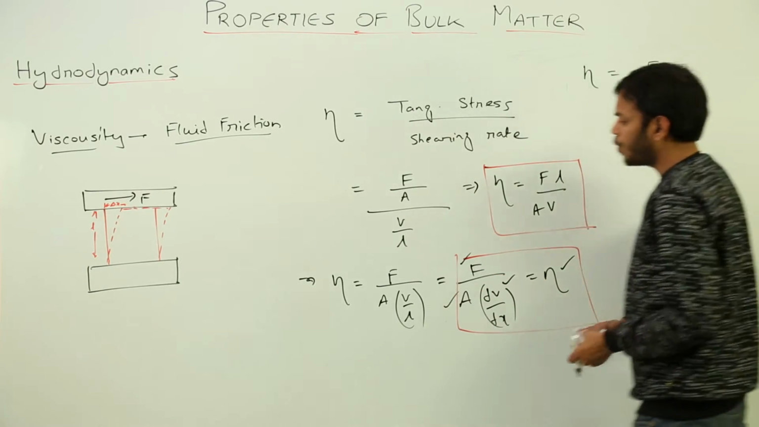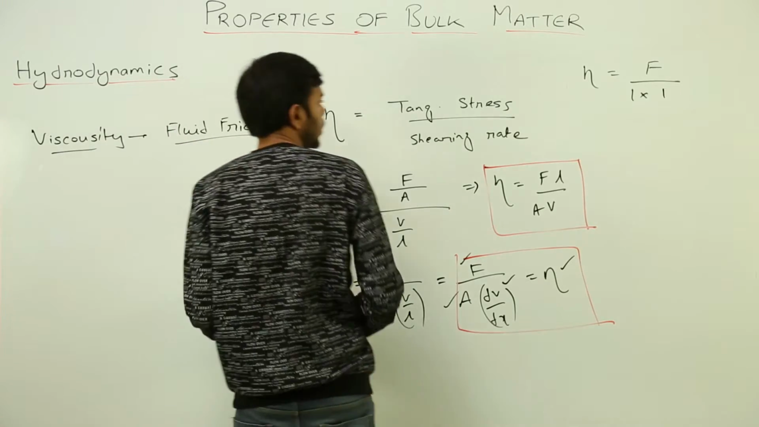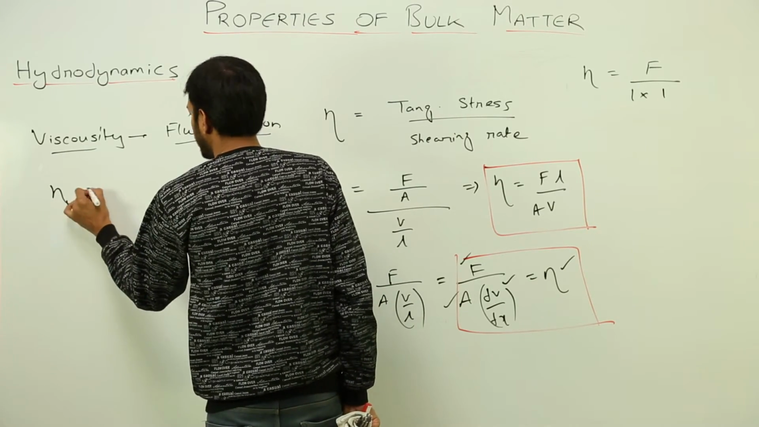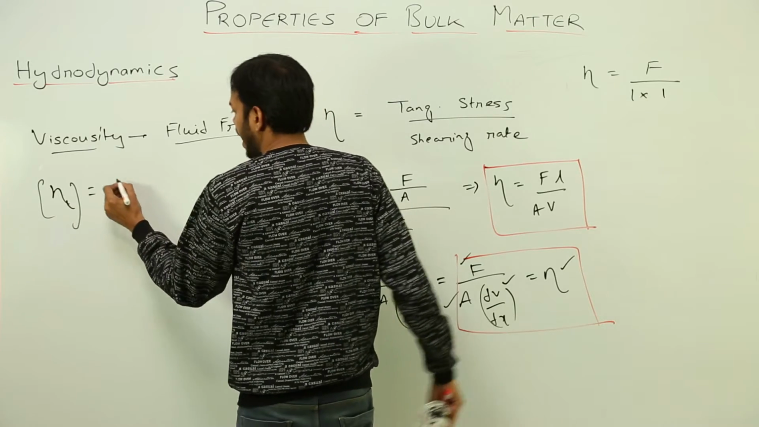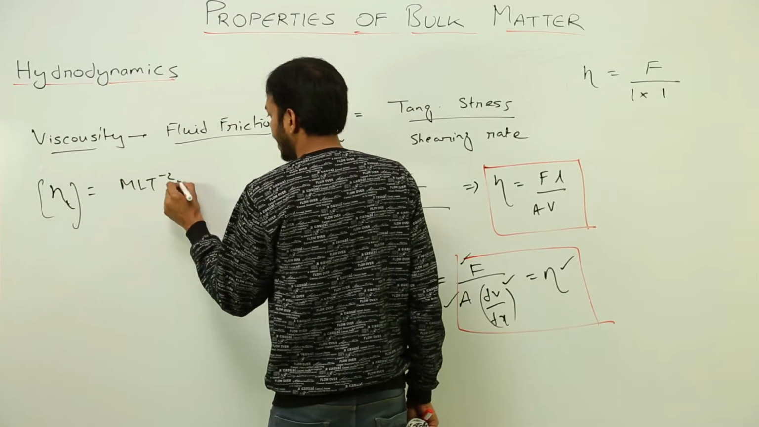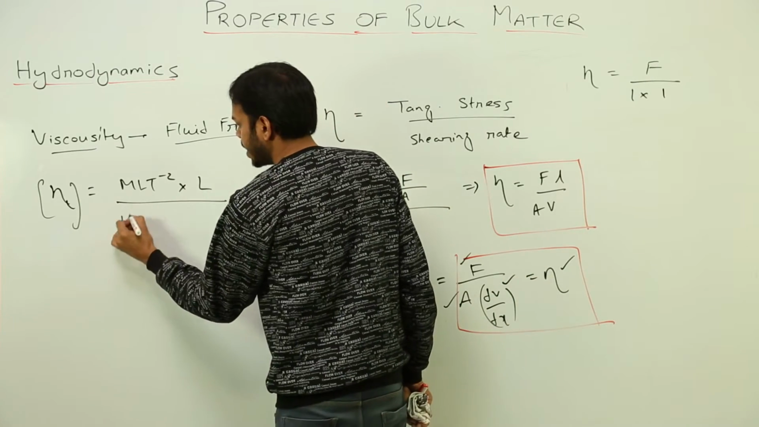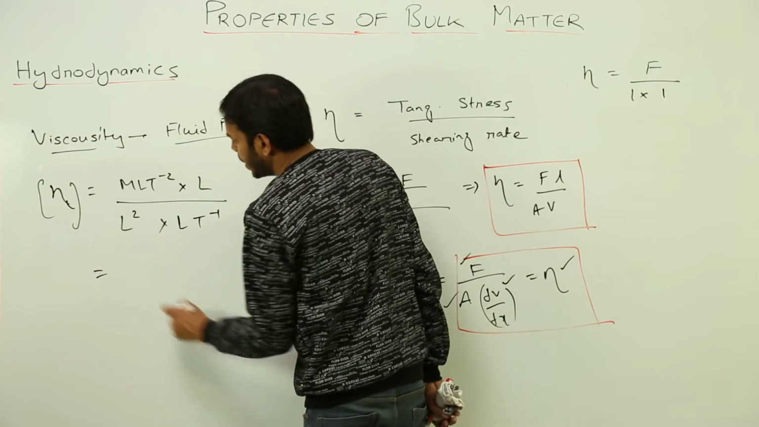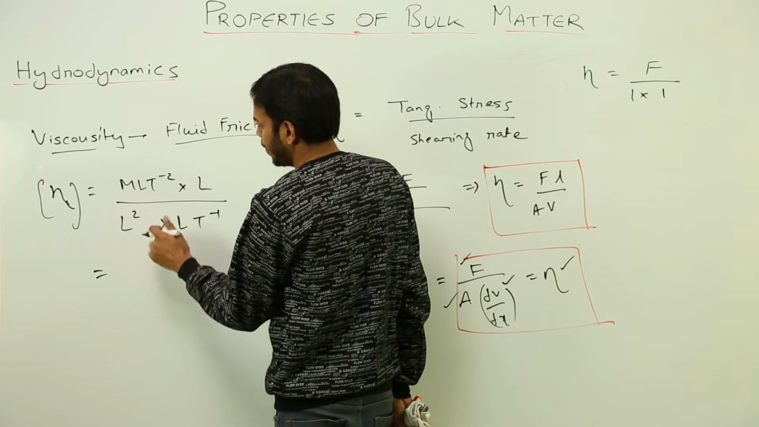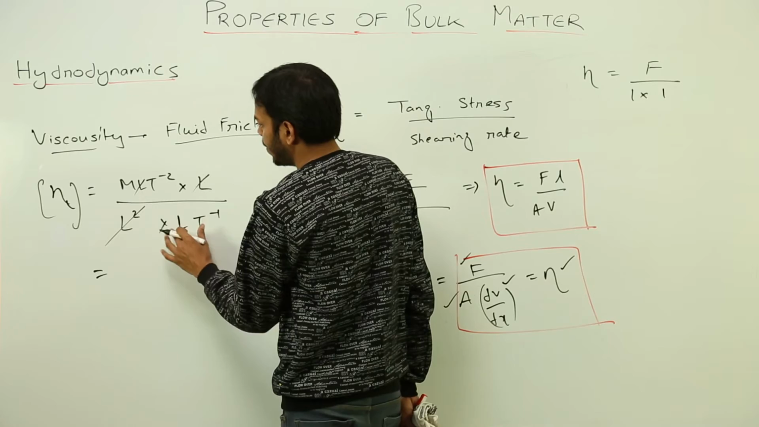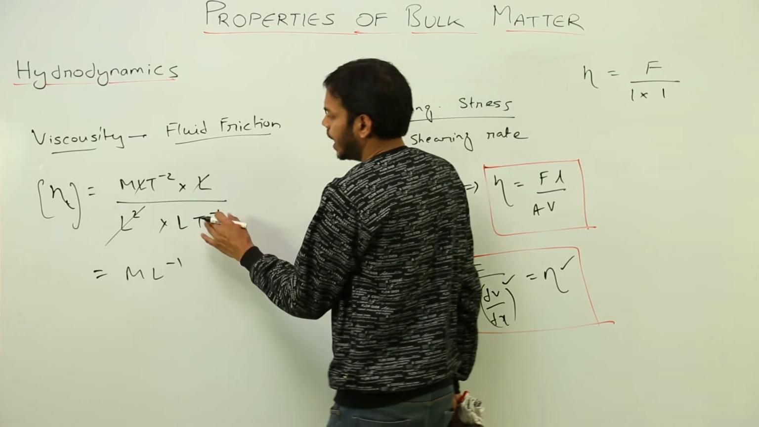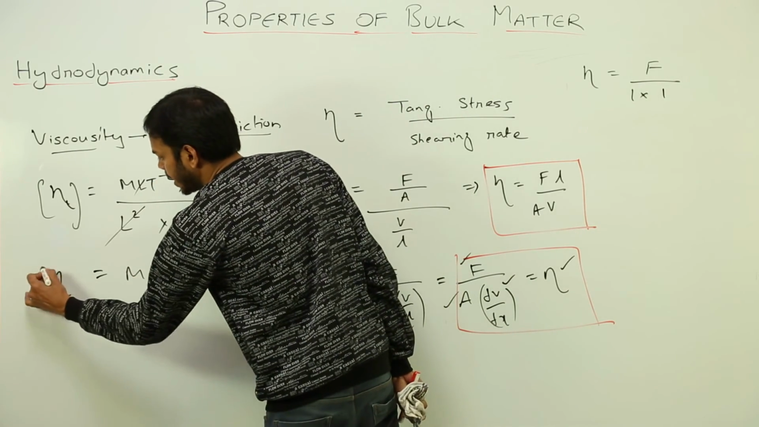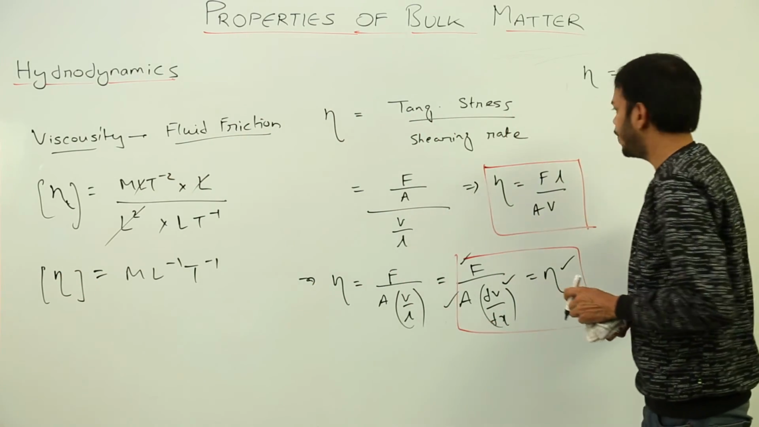What would be the dimensional formula for viscosity? We can take either of these formulas, any one. Let's take the top one. F is MLT minus 2, length L, upon A, area, is L square, and velocity is LT minus 1, meter per second, that is the SI unit. So this gives me L cube upon L square, and I am left with M L minus 1 T minus 2 plus 1, T minus 1. This would be the dimensional formula of viscosity. This is all we learn about viscosity.